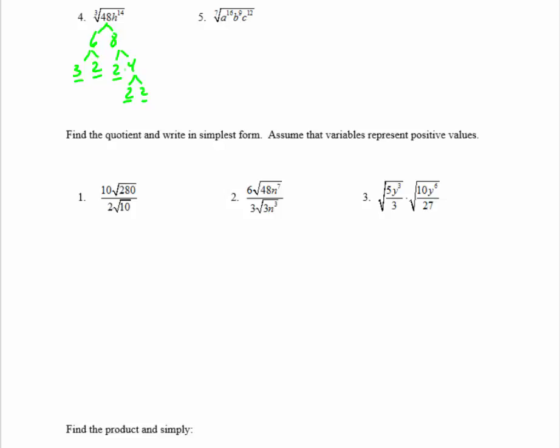Because my index is a 3, I need to circle triplets, and I do see 3 2's. So a 2's going to come out, and so far what's left is the 3 and the 2. So I re-multiply the 3 and the 2, and that gives me back a 6 under the radical. Now let's work with the variable. The variable had a power of 14, and I take 14 and divide by 3. How many times can 3 go into 14? It can go 4 times with the remainder of 2.